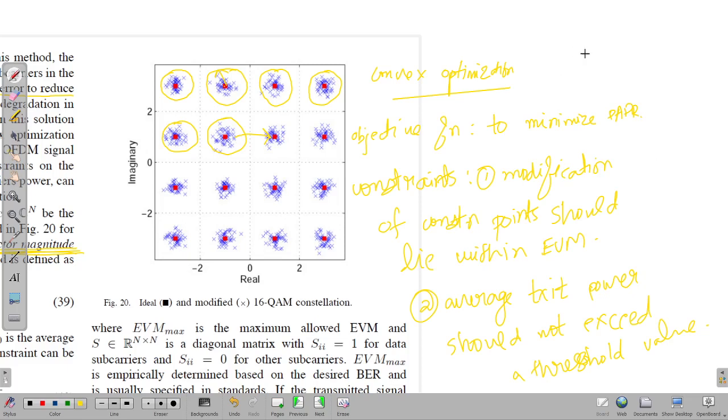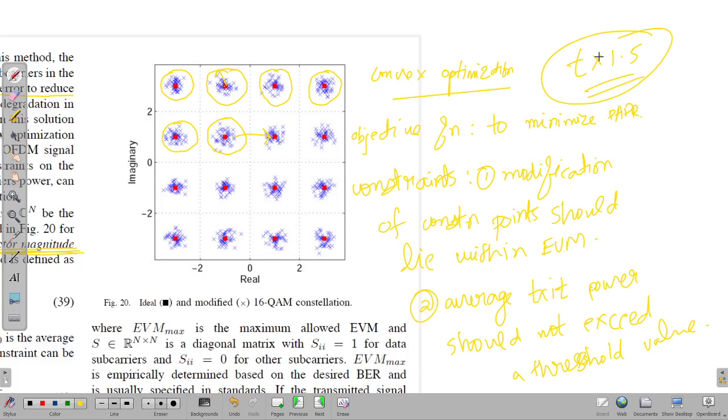For example, if transmit power is T, then the constraint would look like the average transmit power should not exceed T into 1.5, which means the transmit power can increase by 50% when compared to the original transmit power. So that is 1 plus 0.5. But the average transmit power should be less than T into 1.5.